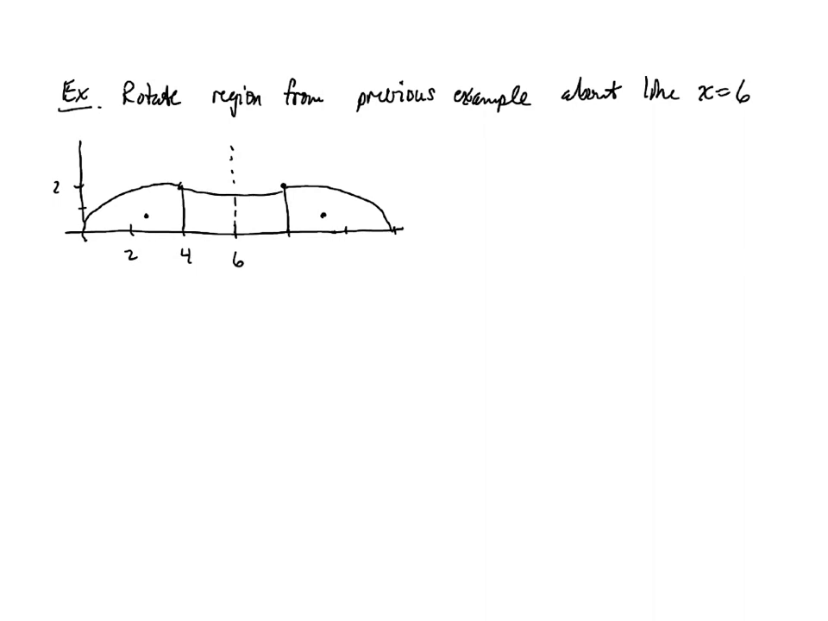I rotate my region, like so, and I track the rotation of the centroid. So the centroid, like every other point in the rotation, will follow the path of a circle. So the volume formula from the theorem of Pappus says that I need to figure out what the area is, and I need to figure out what the distance traveled by the centroid is.